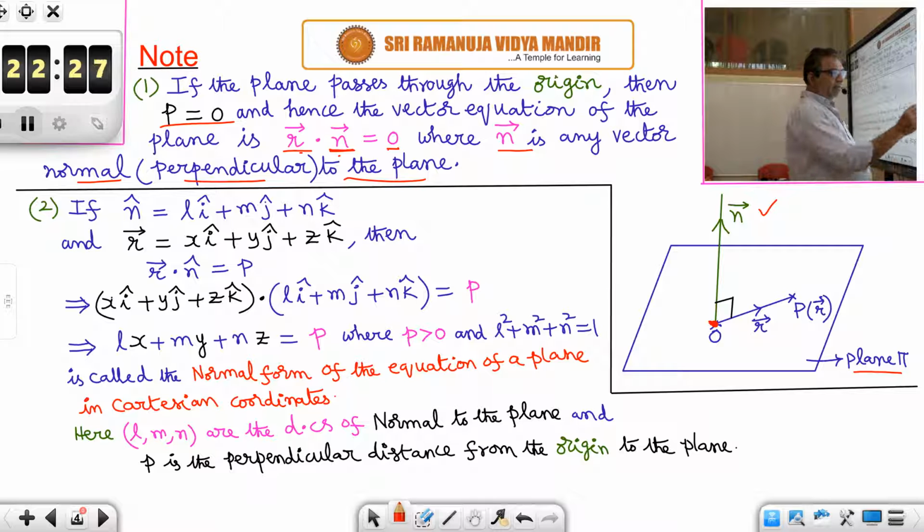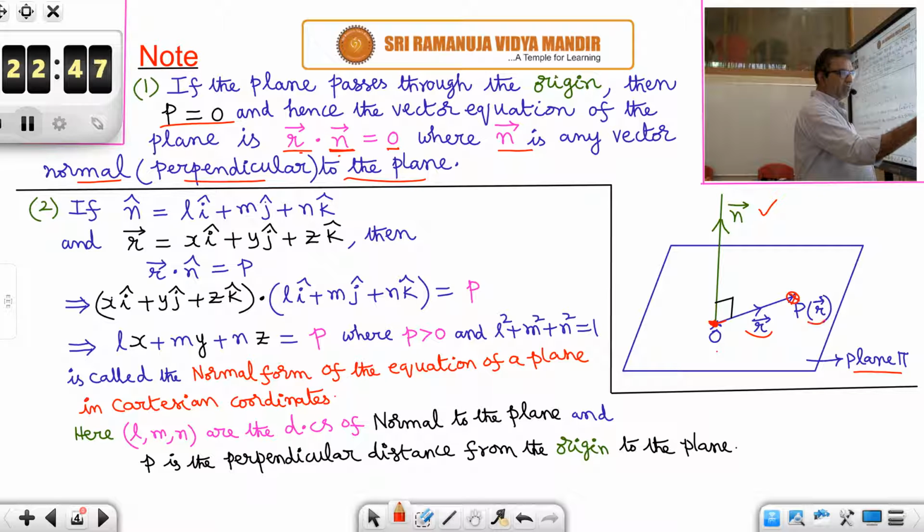Okay. Now how to find the equation of this plane? Origin is in the plane, n bar is a vector perpendicular to the plane. How to find the equation? Take any general point P in the plane, join it to origin. So OP bar is the position vector of that point, let it be r bar.